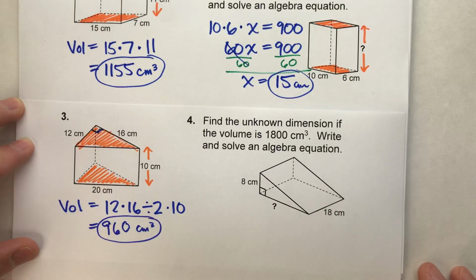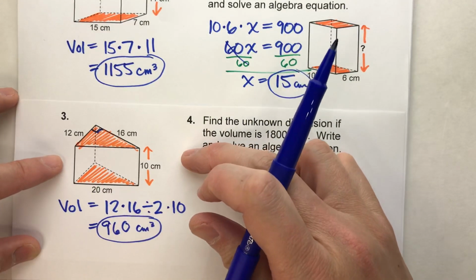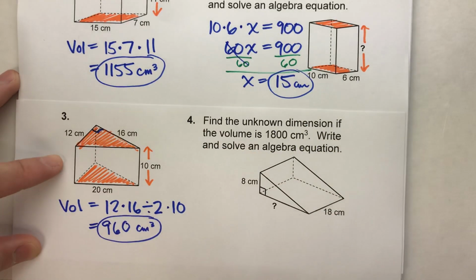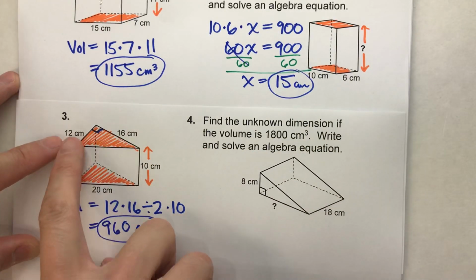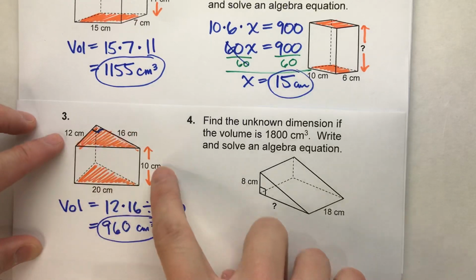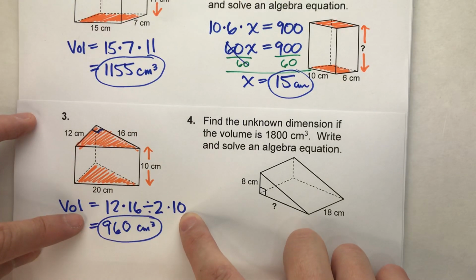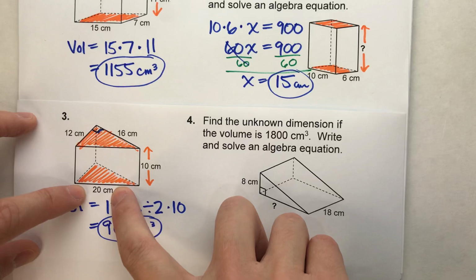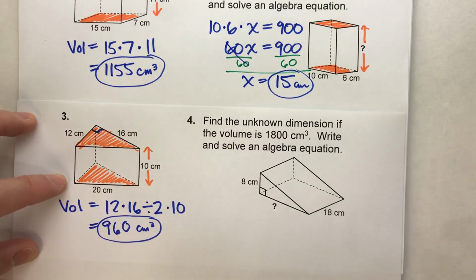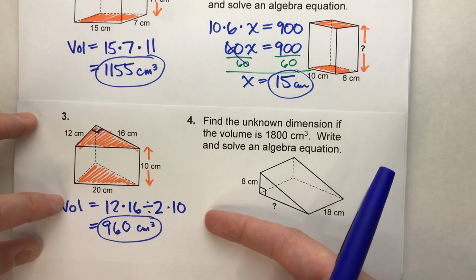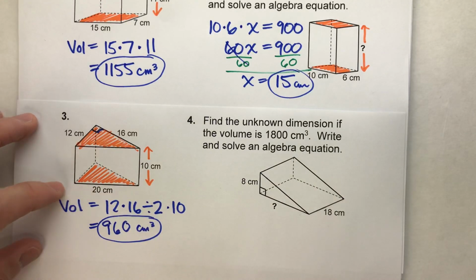Okay? And by the way, here's a good example of why you just can't simply do length times width times height, right? In this case, if we just multiplied length times width times height, we would get something totally different. Okay? Also notice this 20 centimeters, this length of this side, wasn't even important in the volume formula. We didn't need it.